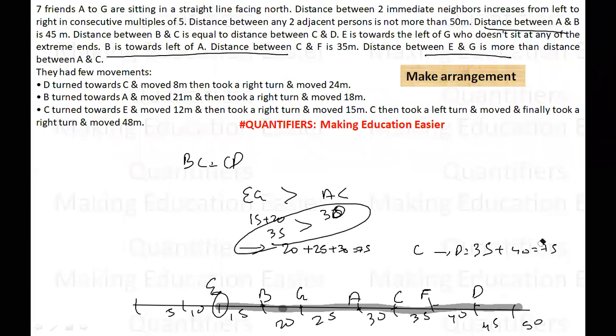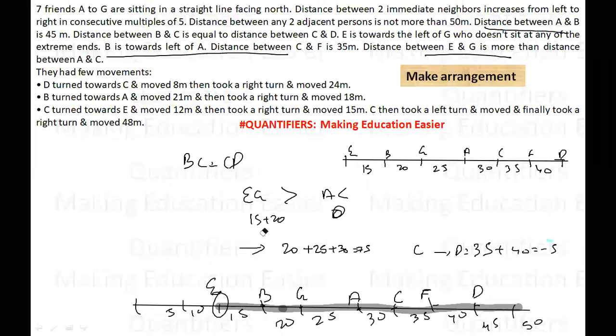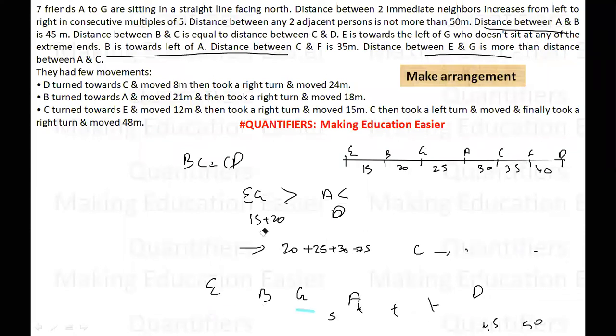This completes my basic arrangement. So what I finally got, I have finally got my arrangement as E, P, G, A, C, F, and D. So distance between them being 15, 20, 25, 30, 35, and 40. So this is what I have achieved up to now. Now, rest my task is over. Okay.